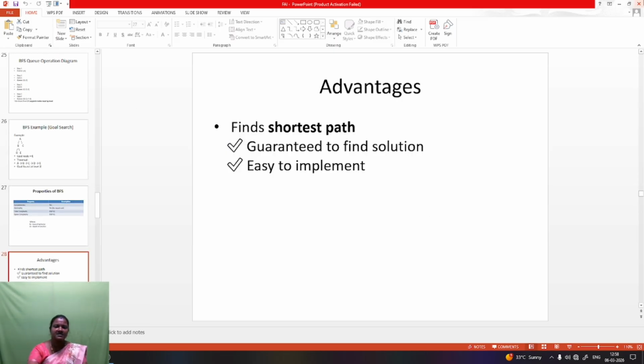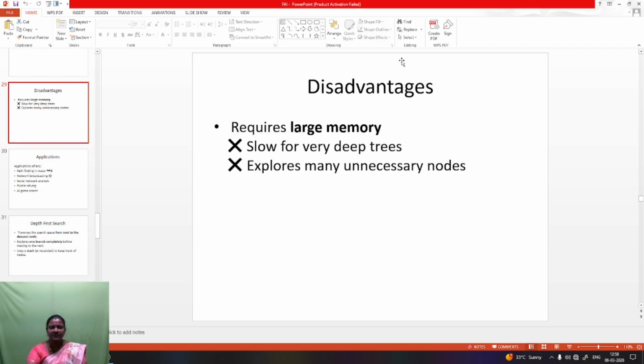Then advantages. These are the advantages of the BFS algorithm. It finds the shortest path and is guaranteed to find a solution, so we call it a complete and optimal algorithm. It is easy to implement; the implementation is very simple. Then disadvantages. It requires large memory. If the tree contains many nodes, it requires large memory. It is slow for very deep trees.